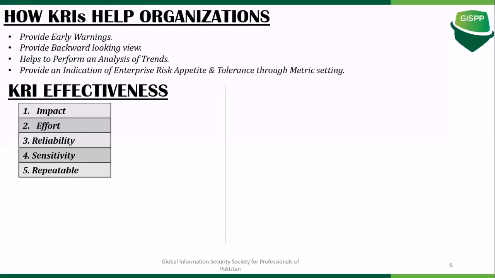The other thing is reliability. Any indicators that you select should have a high correlation with the risk, and should be reliable enough to predict any risk events. Then you have sensitivity again. Whatever indicators you select should be sensitive enough to establish that a certain risk event is about to materialize. The other thing is repeatable.